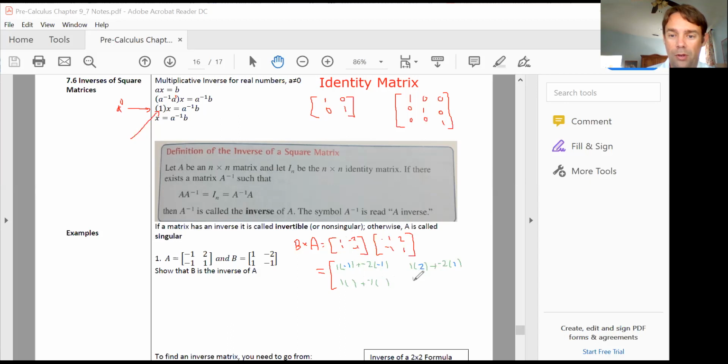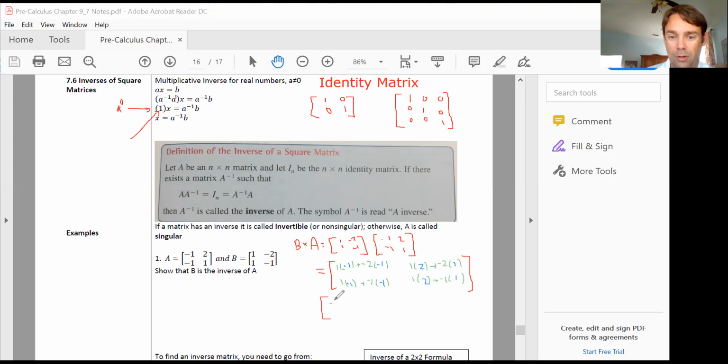And we have 1 and -1. So our second row is going to be multiplied by our columns of the second matrix. So -1 and -1. We have 2 and 1. And if these are actually inverses of each other, I better end up with that identity matrix.